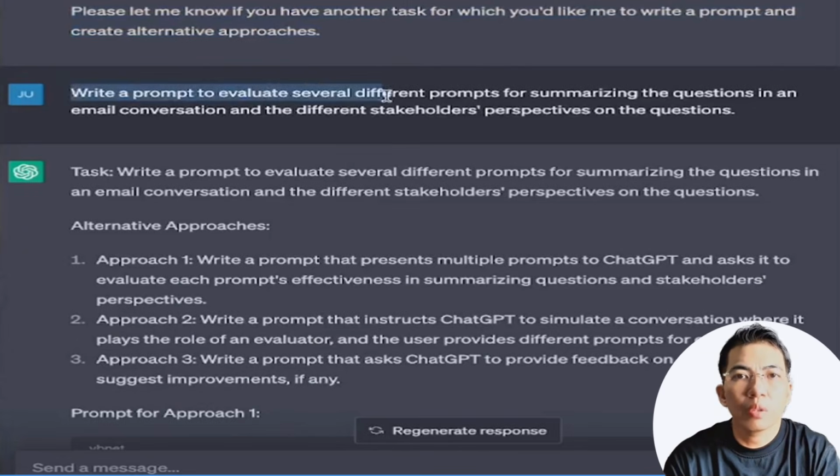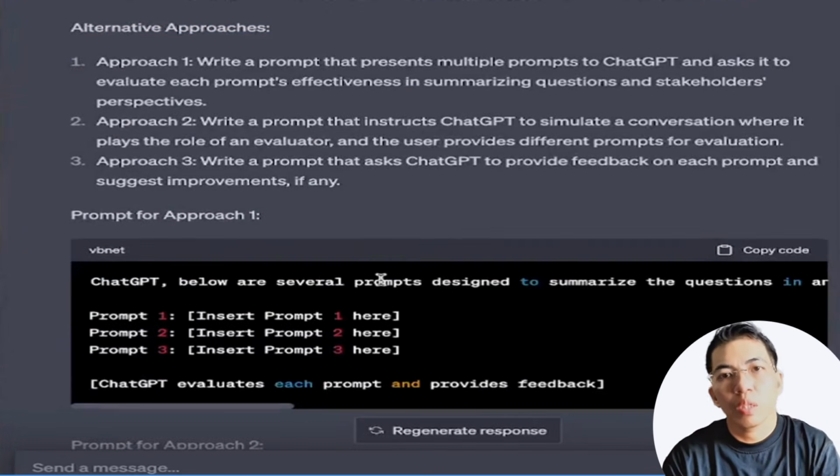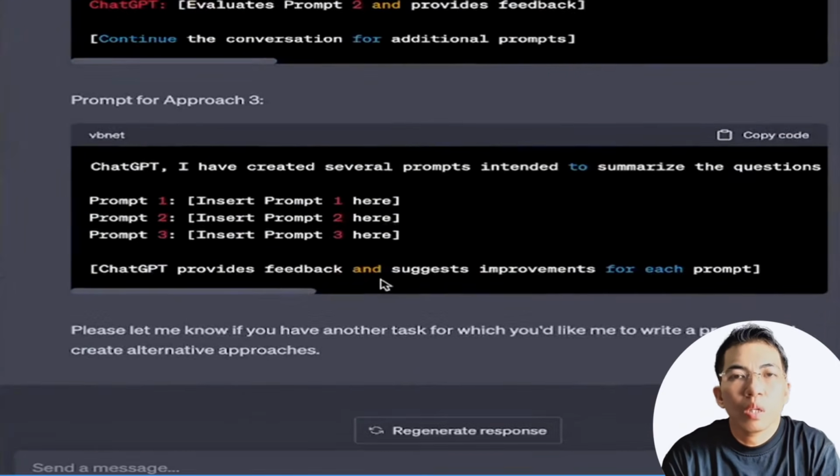I say, write a prompt to evaluate different prompts for summarizing the questions. And it goes through and it generates all the prompts, which we saw before. And then at the end, it generates the tail again. Please let me know if you have another task for which you'd like me to write a prompt and create alternative approaches. So we've got it to reintroduce the task again.